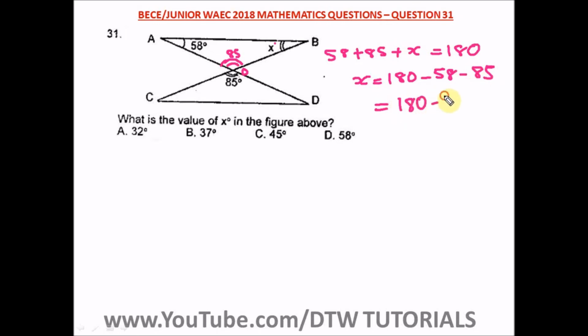That will give us what? This is 180 minus 143. Okay, because this plus this is 143. All right, taking it there will give us what? A positive will be what? Minus what? 143. And what is 180 minus 143? That will give us what? 37 degrees. So x is equal to what? 37 degrees. Okay, and our right option here is option B.